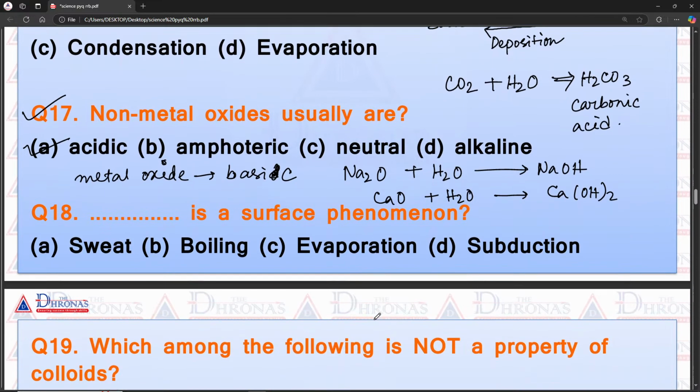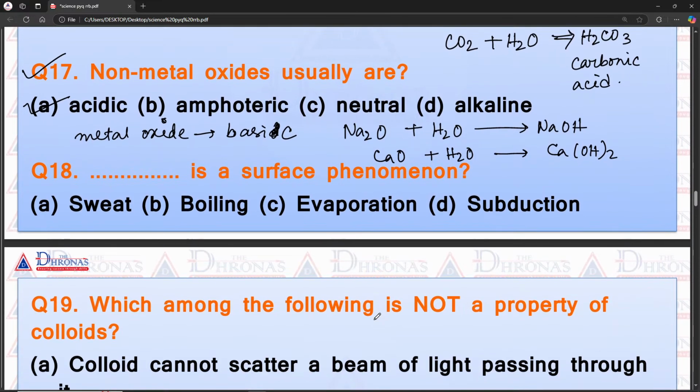Now question number 18. Which is a surface phenomenon? Surface phenomenon means आपका ऑप्शन है sweating, boiling, evaporation and subduction. So sweating is a process in a biological system जो आपके skin sweat gland से होता है.